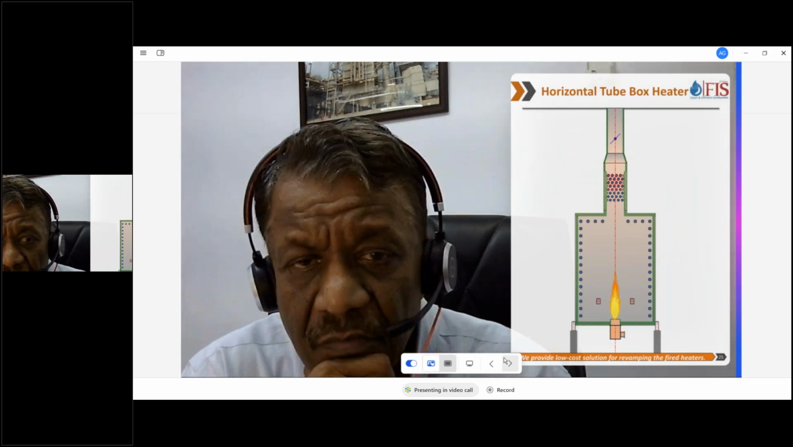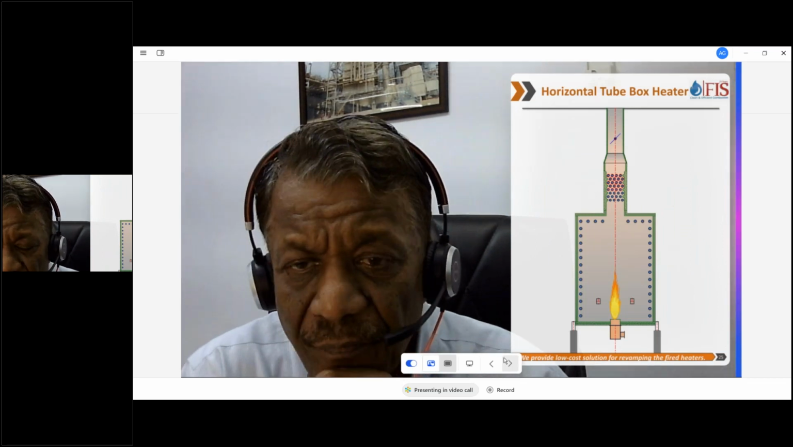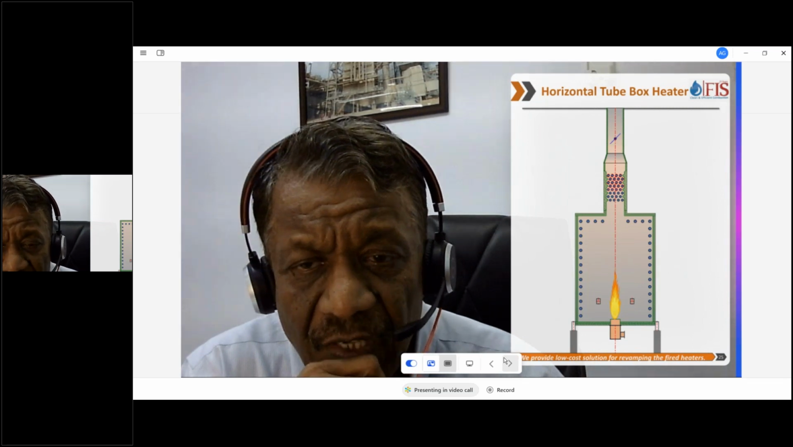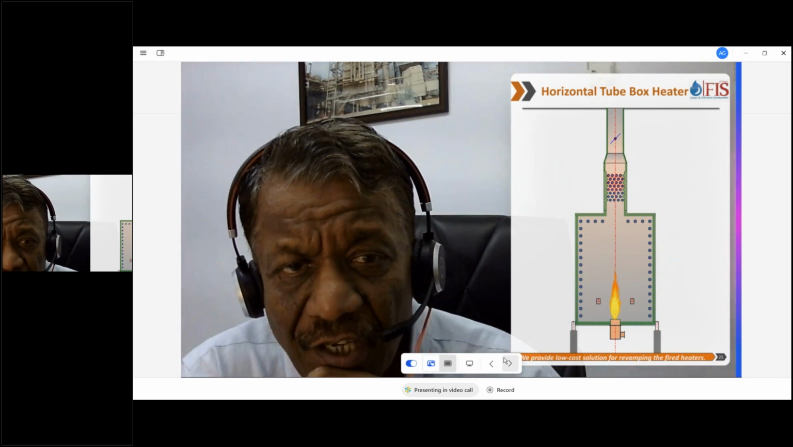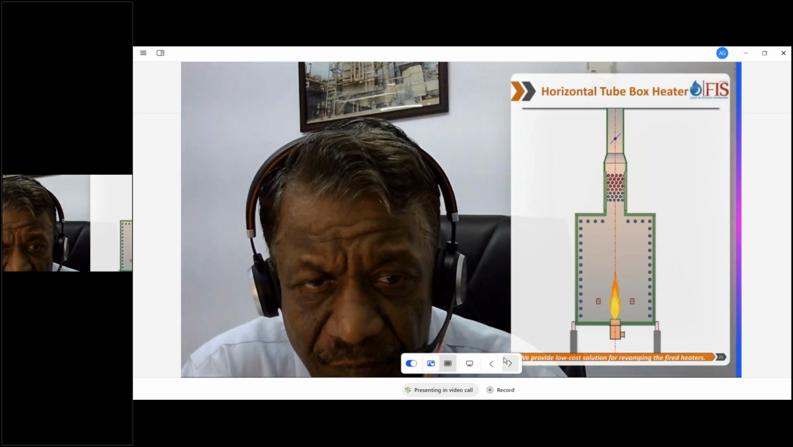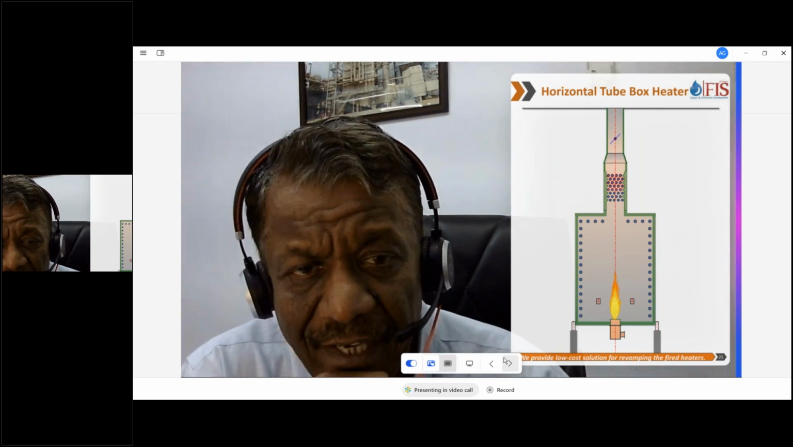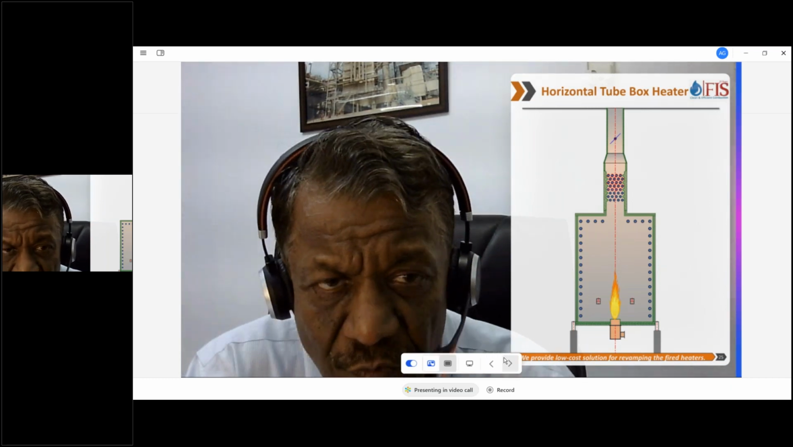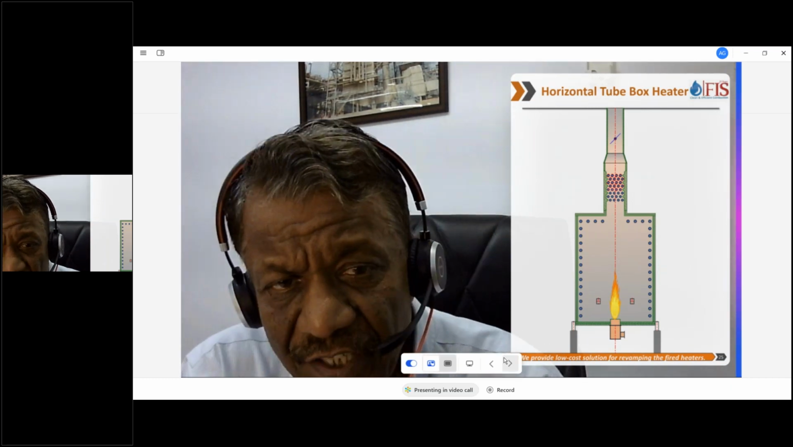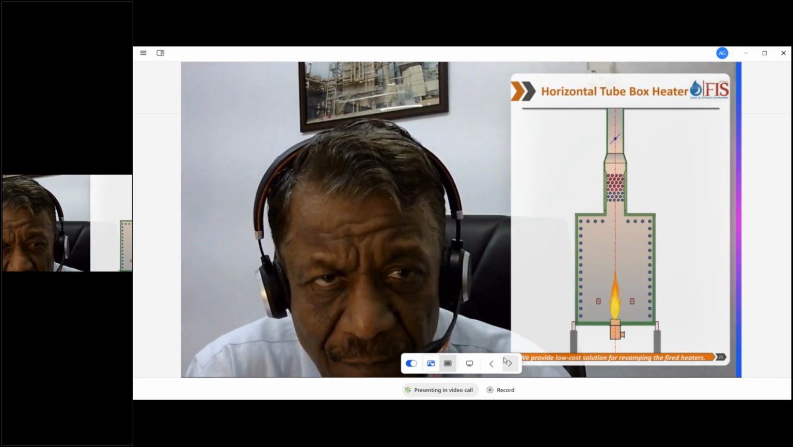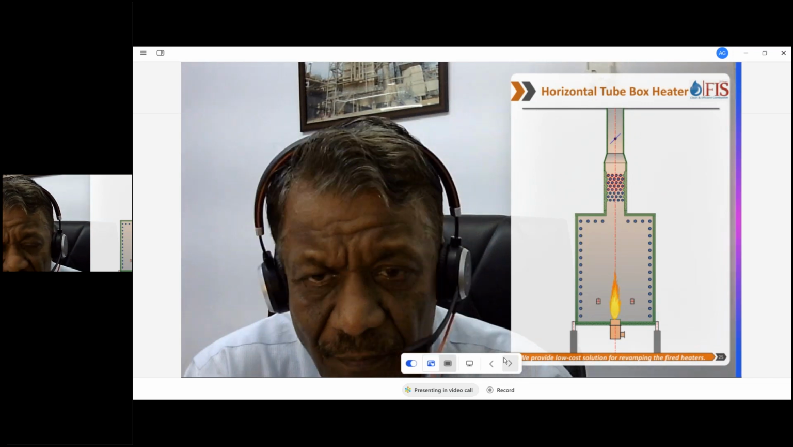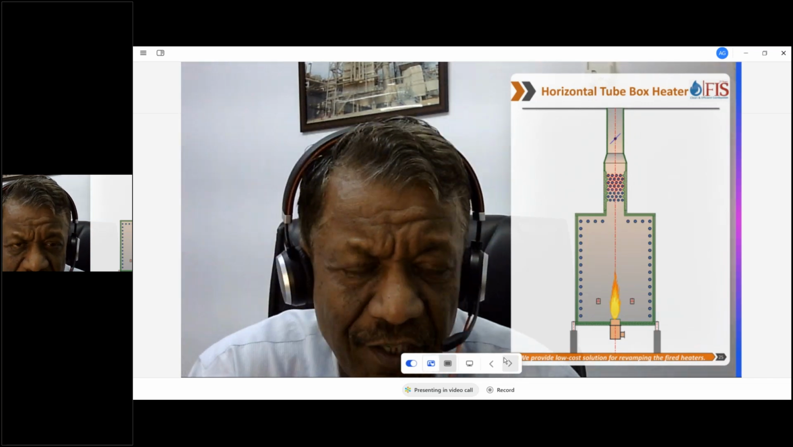So let's talk about a very common design for refinery heaters, and that is a horizontal tube box heater. Very good design, and generally the tubes are on the side. We can put tubes in the roof, and we have a long convection section. We have burners in the center. Good design, actually. We use it very often.